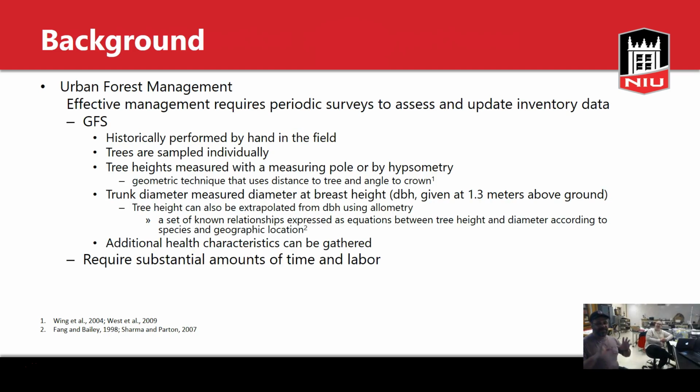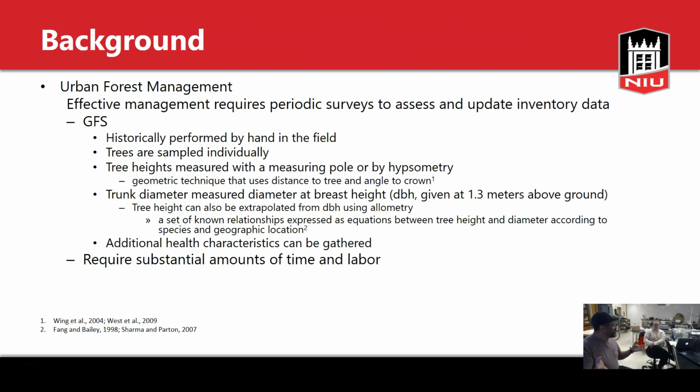Urban forest management is something that most governments need to take a look at. We have the problems with Dutch elm disease or ash borer beetles, so they need to know what is there. Like I said before, these are performed by hand usually, but it does allow the trees to be sampled individually. Classic way of doing this is taking a big pole and holding it up next to the tree, or using what's called hypsometry, where you measure the angle to the top of the tree and the distance from the tree so you can extract the height.